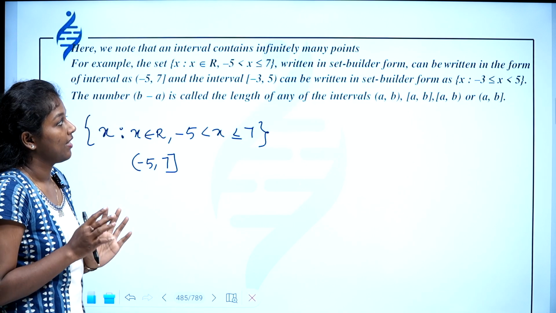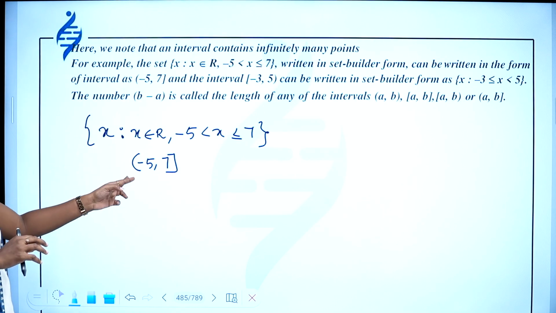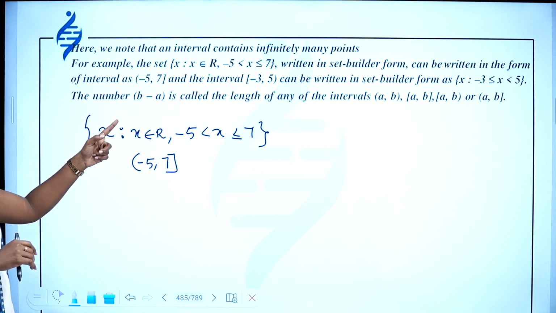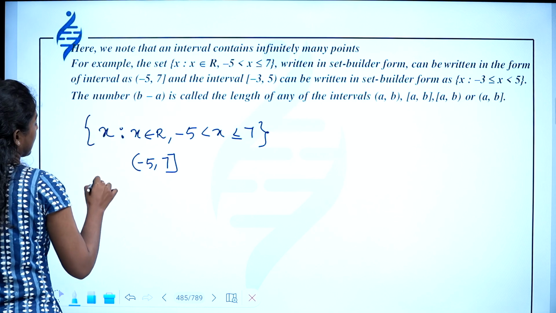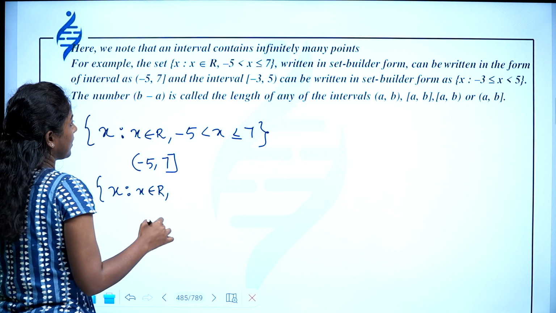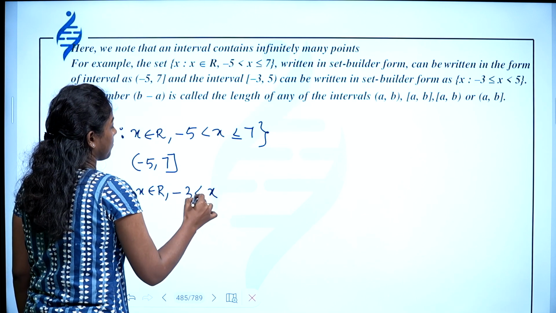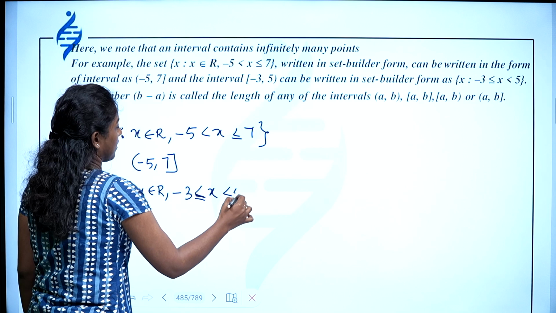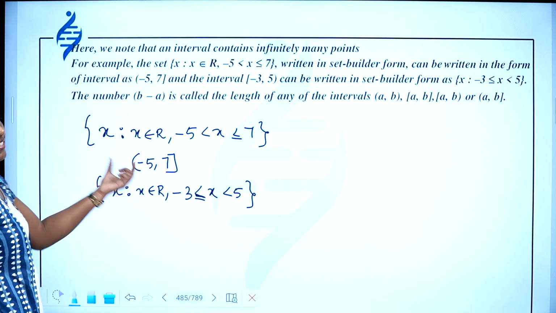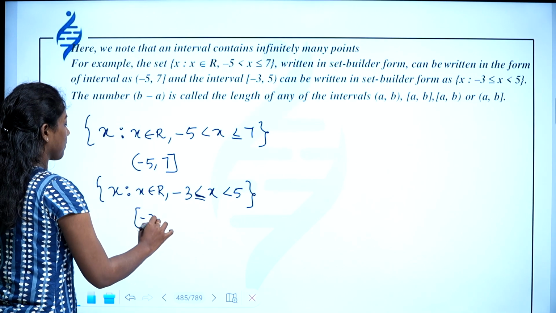This is our interval, written in the set builder form, and then I wrote it like this, (-5, 7]. And the interval [-3, 5) can be written as the set of all x such that x belongs to R and minus 3 less than or equal to x less than 5. This is how we write [-3, 5).